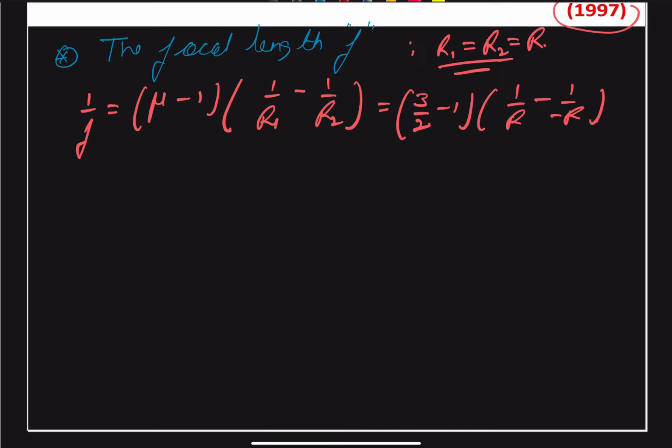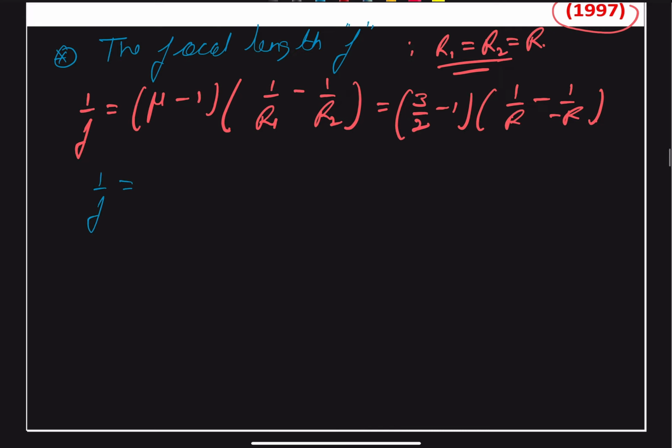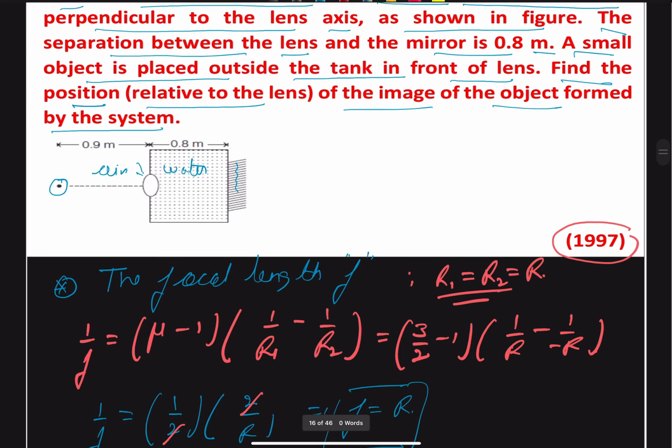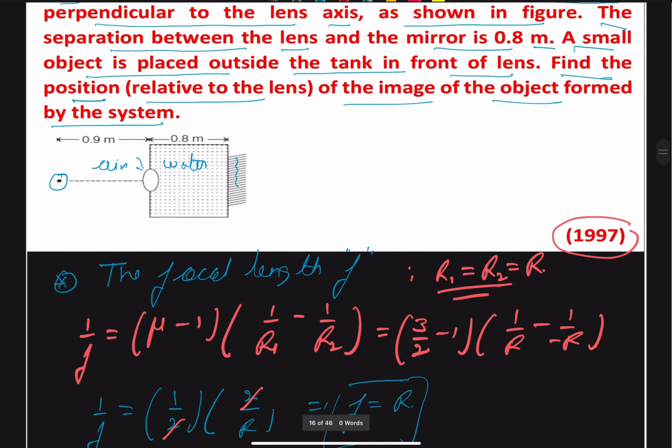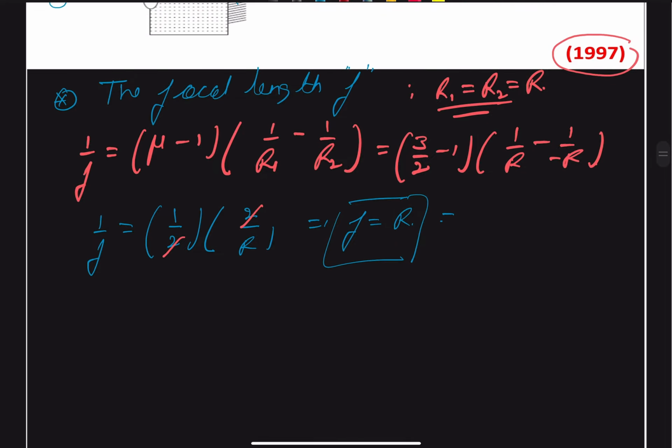So we get this as 1 upon F will be equal to 1/2 over 2/R, and 2 goes with 2, and this gives us that the focal length is equal to R, which is nothing but the radius of curvature. Okay. And the focal length is given as 0.3, so this will be equal to 0.3.